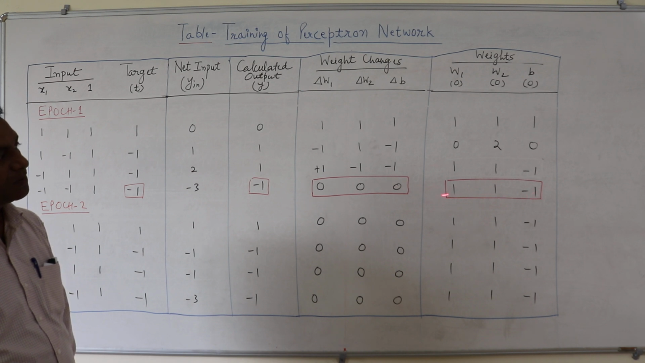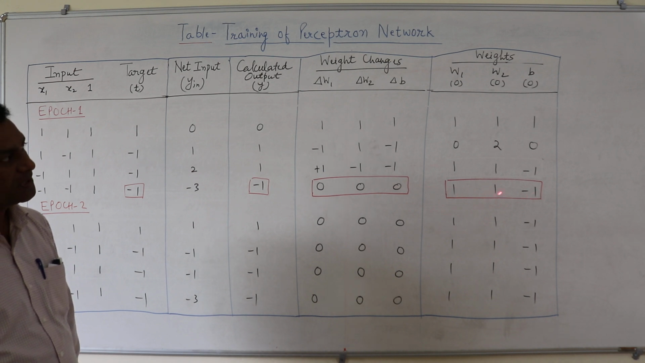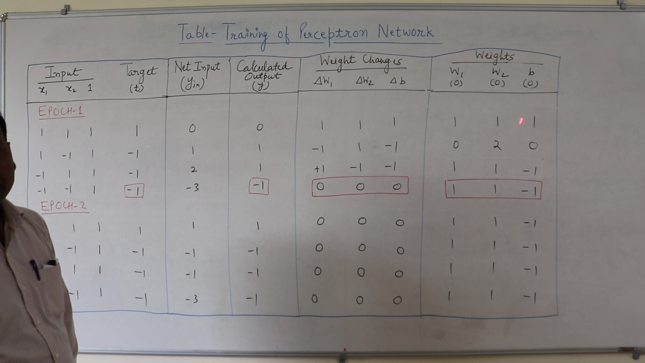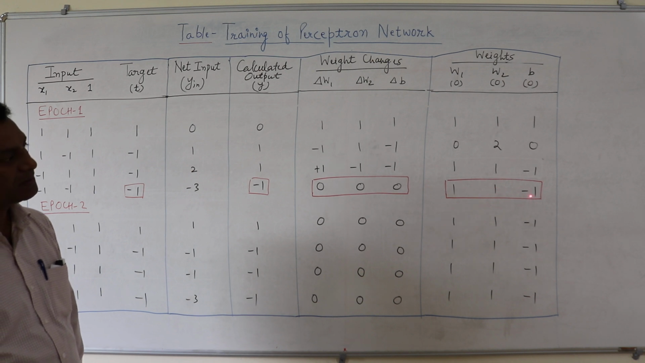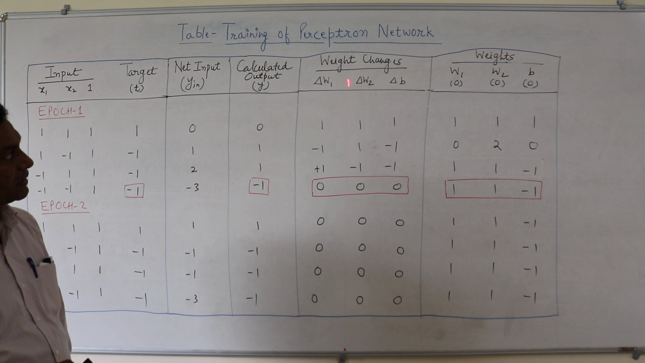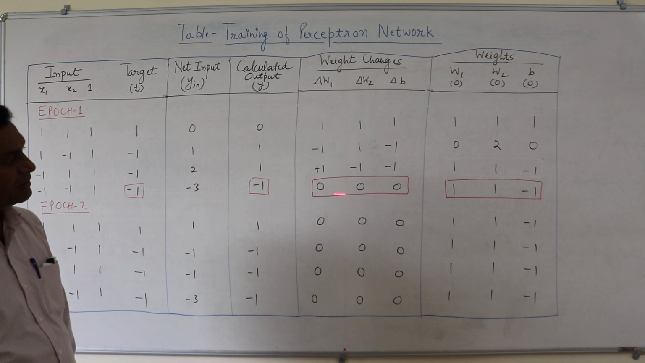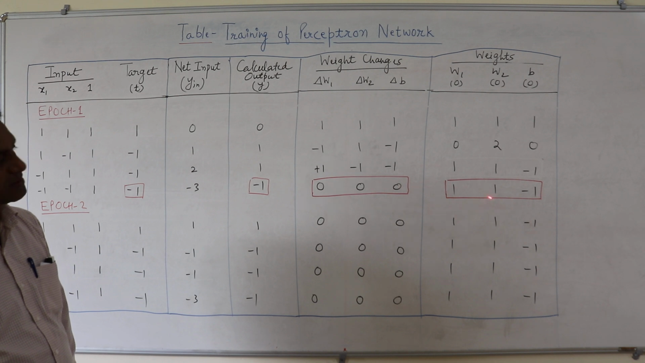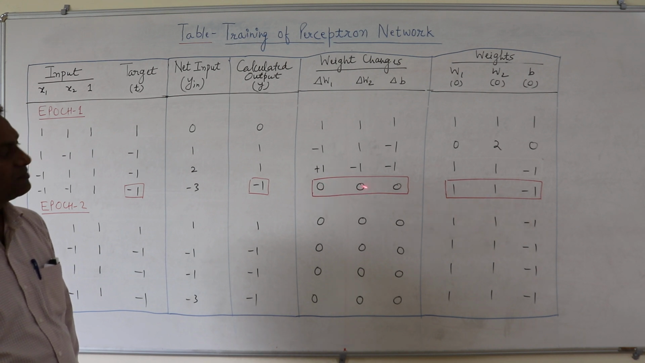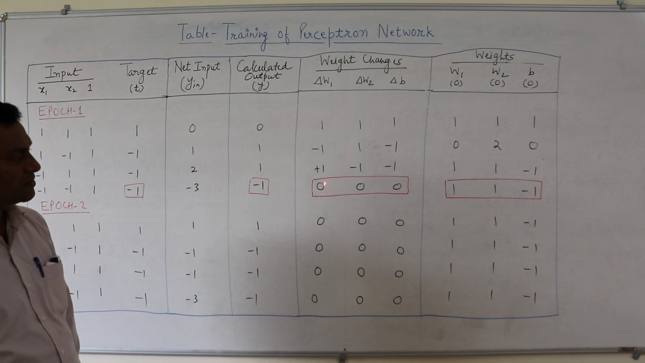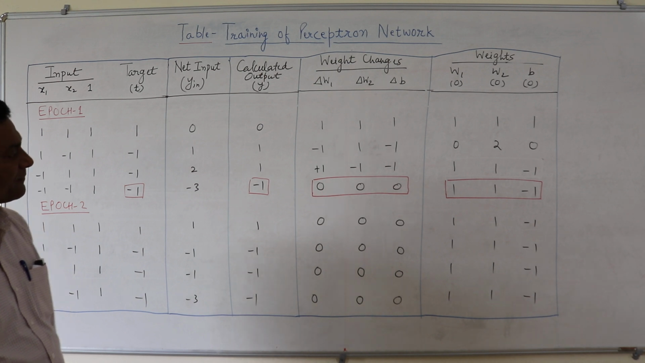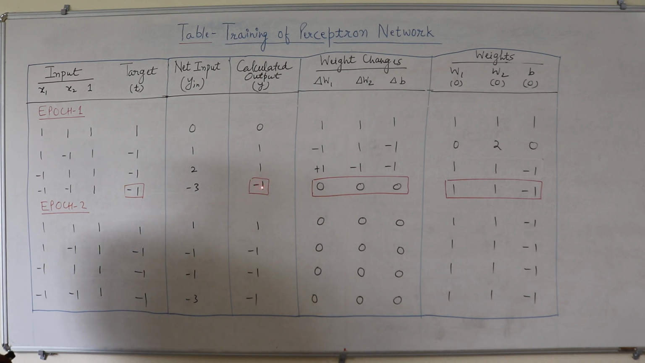Means the value of W1 is 1, value of W2 is 1, and B is -1. So now we can also see the weight changes at this point when we have achieved the final weights, and this will be 0 because the difference will be 0. So this is 0, 0, 0: delta W1, W2 and delta B. So this was the calculated output -1, this was the target output.